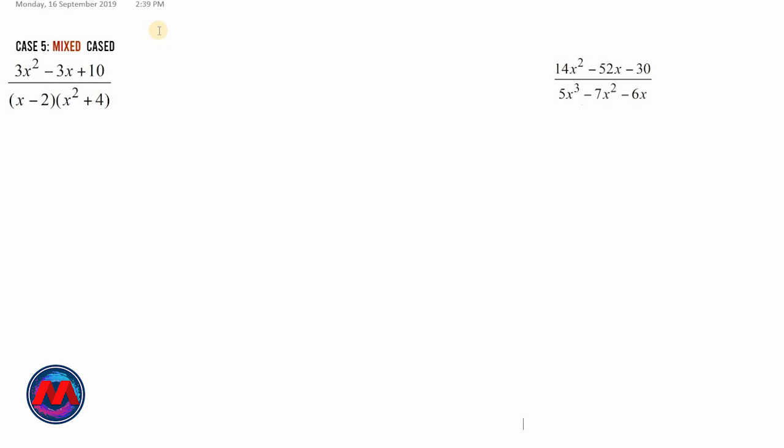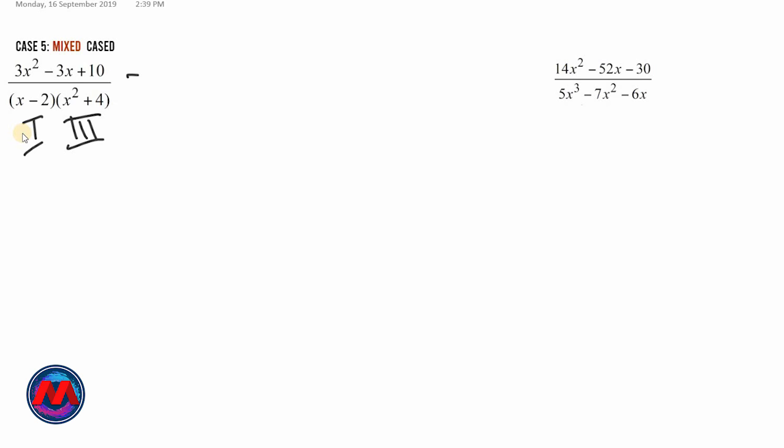Pwedeng mixture ng case 1 or case 3, pwedeng mixture ng case 4 at case 1. It depends. Okay, dito tingnan natin. Identify natin. First, tingnan nyo. This is case 1. X minus 2 is a factor, case 1. Linear siya at not repeated kasi wala siyang kaparehas. That's case 1. Ito, quadratic siya na hindi rin repeated, which is case 3. So, ito, mixture ng case 1 tsaka case 3.